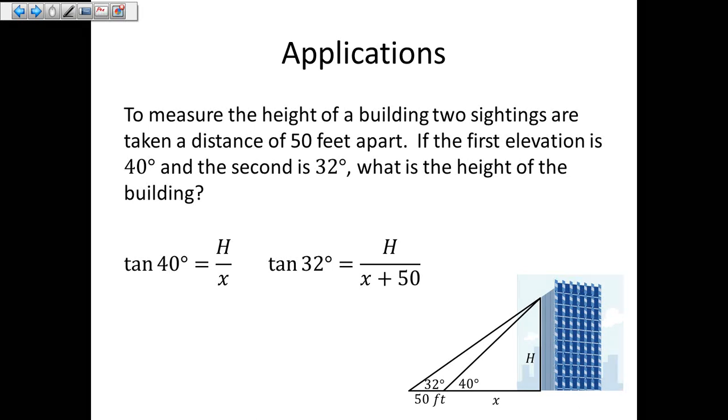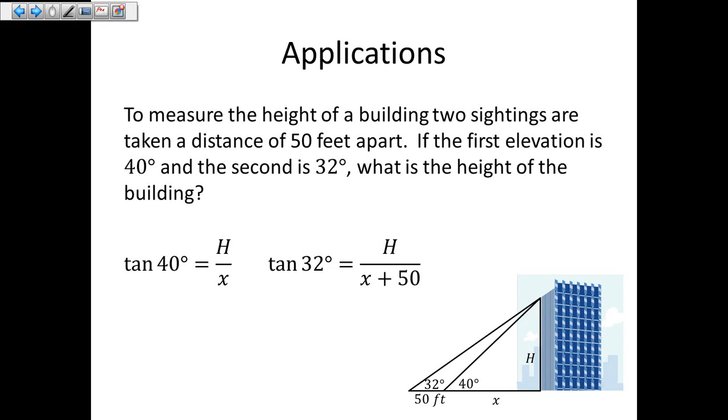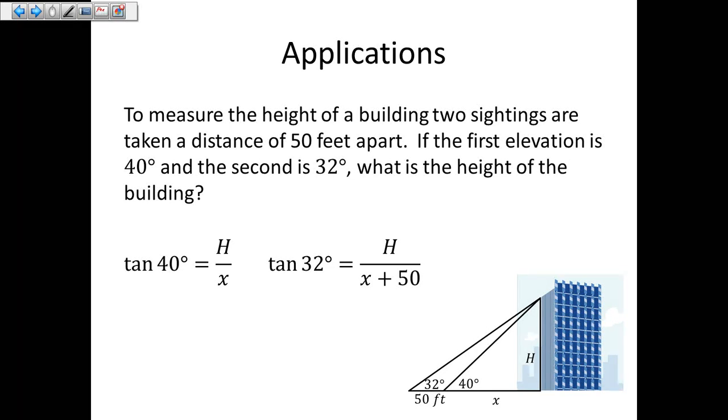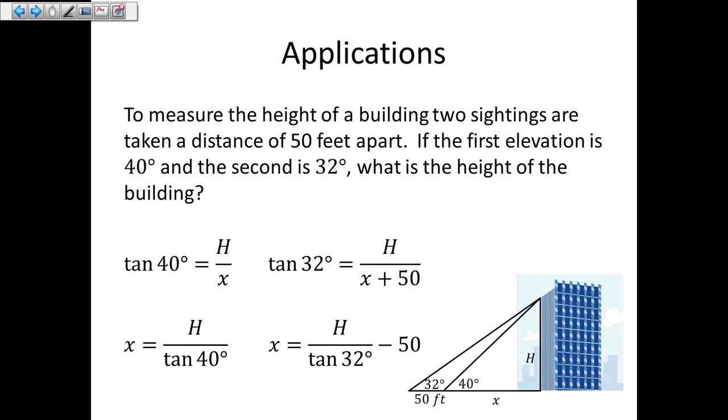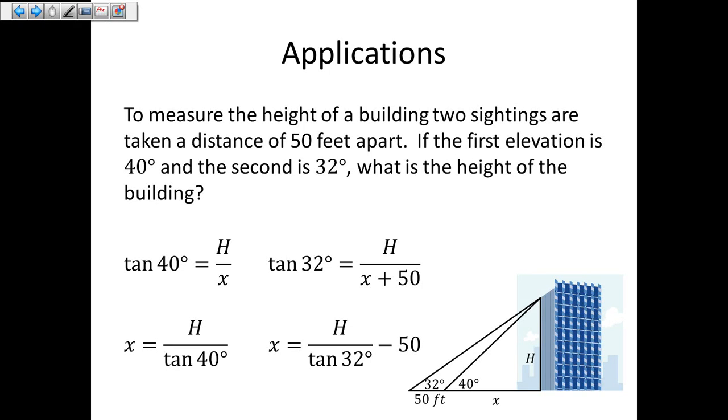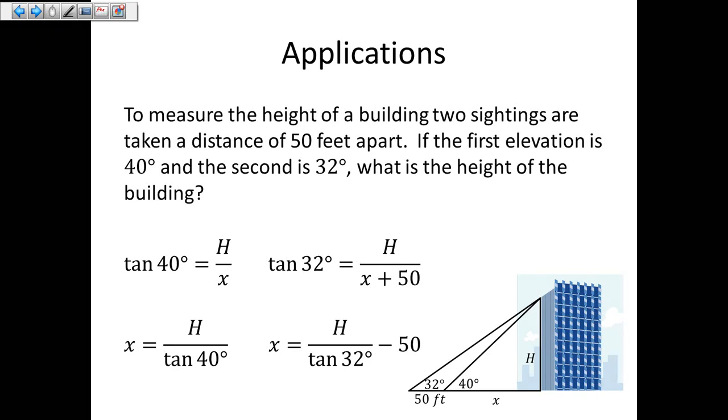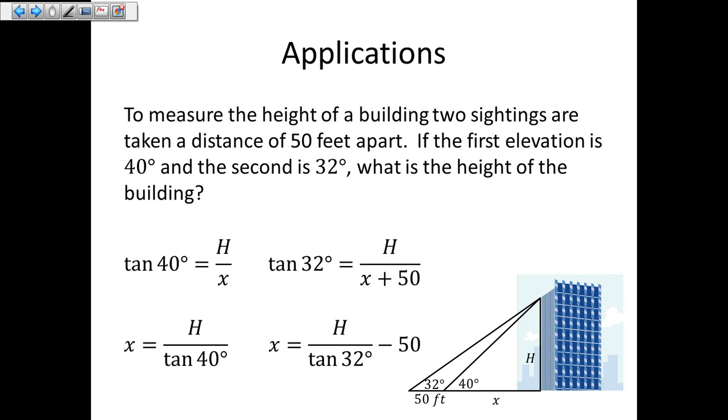Now, all I really care about is h. I don't actually care what x is. If I accidentally find x somewhere along the way, I just plug it in and I find h. No big deal. But if I go ahead and solve for x in both of these equations and then set them equal to each other, I can actually find h without ever knowing what x is. So solve for x in the first equation, solve for x in the second equation, and set them equal to each other.